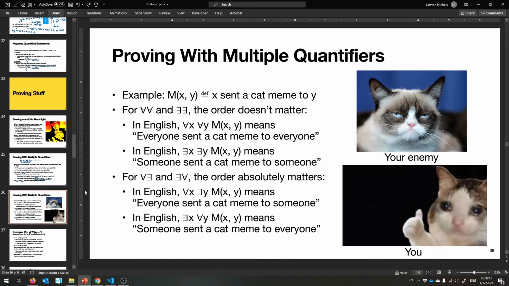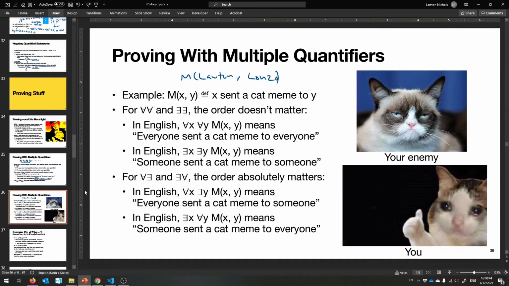Let me prove that to you. So let's define the predicate m of xy to mean that x sent a cat meme to y, where the domain of x and y is people. So like m of Lawton, cat: I sent a cat meme to my cat, let's say. That's the kind of statement you can have. And x and y just range over everybody. People, or beings that have life, or something, who knows.